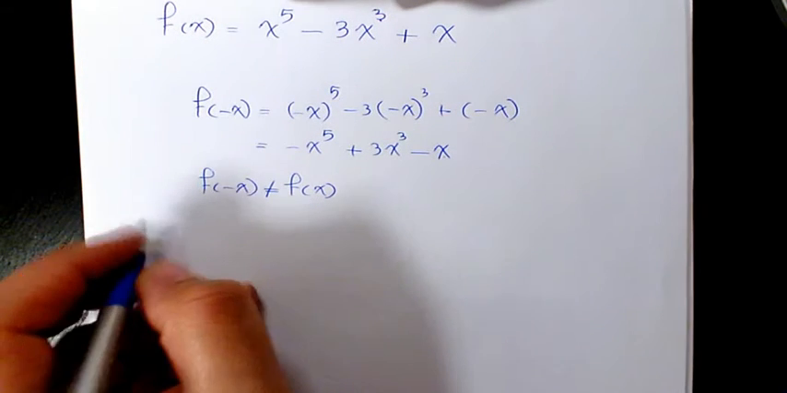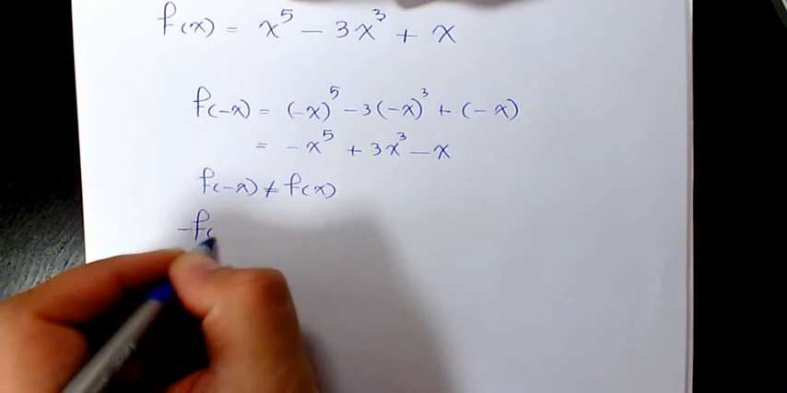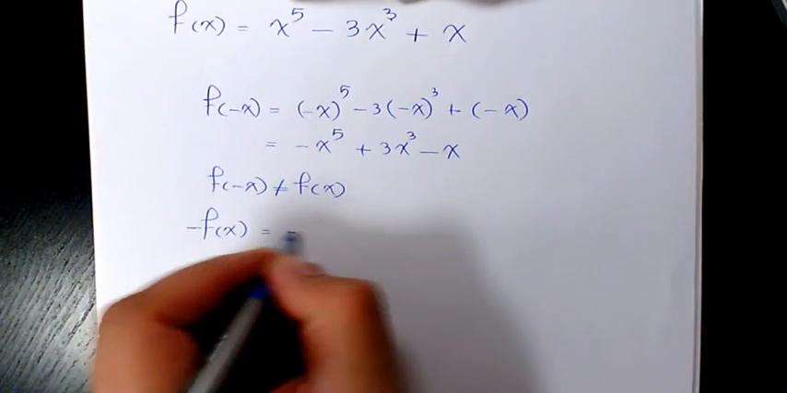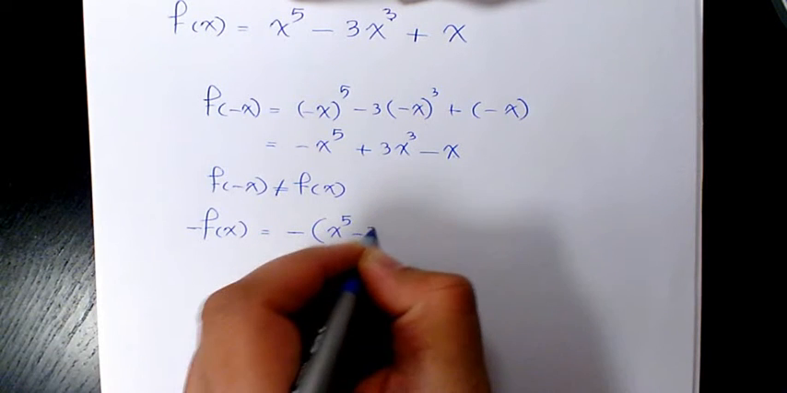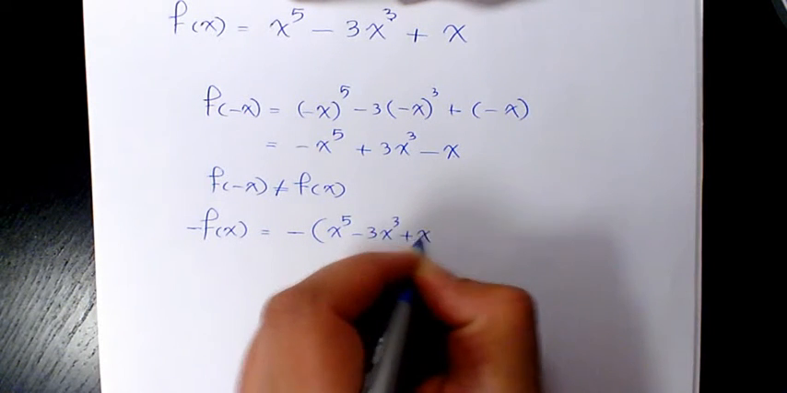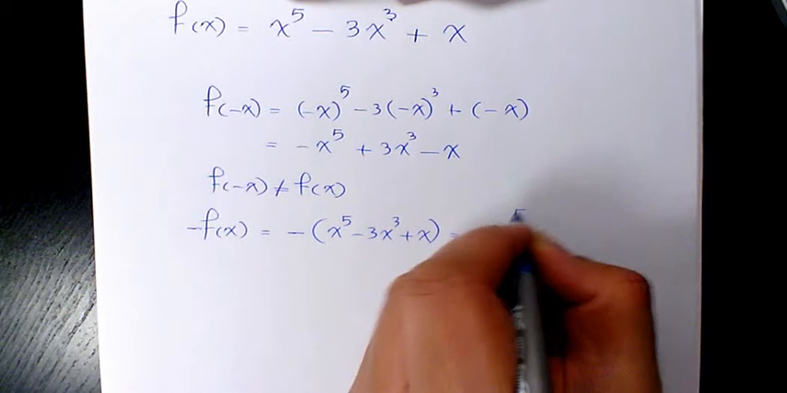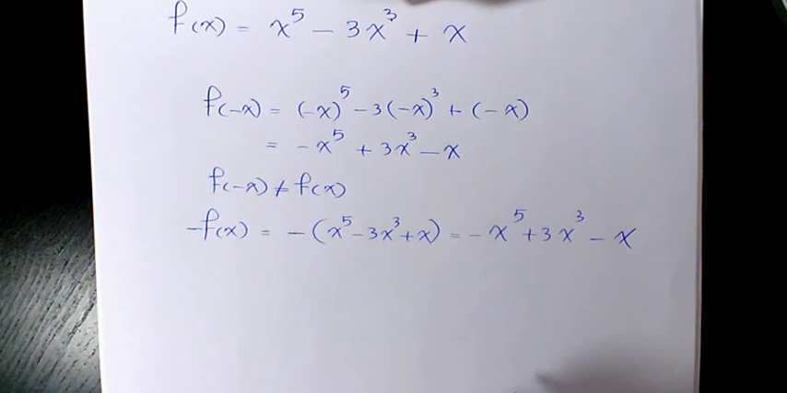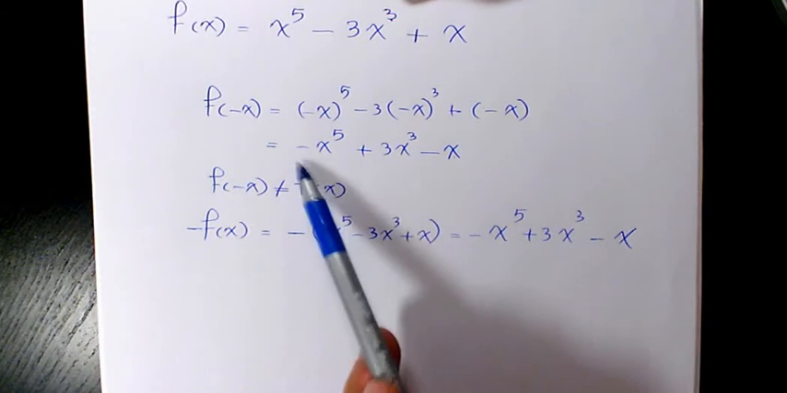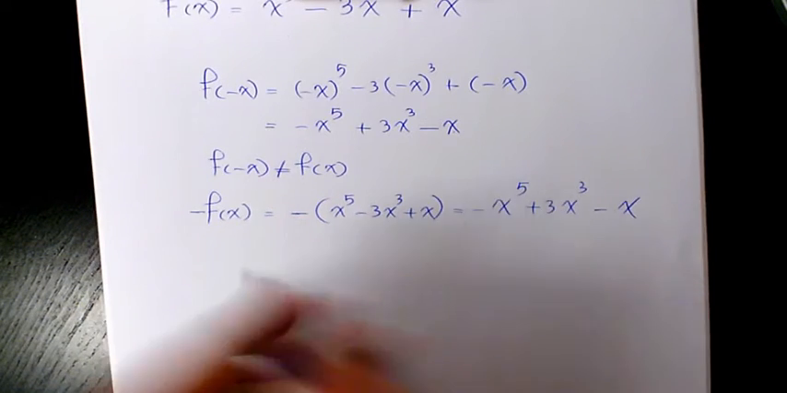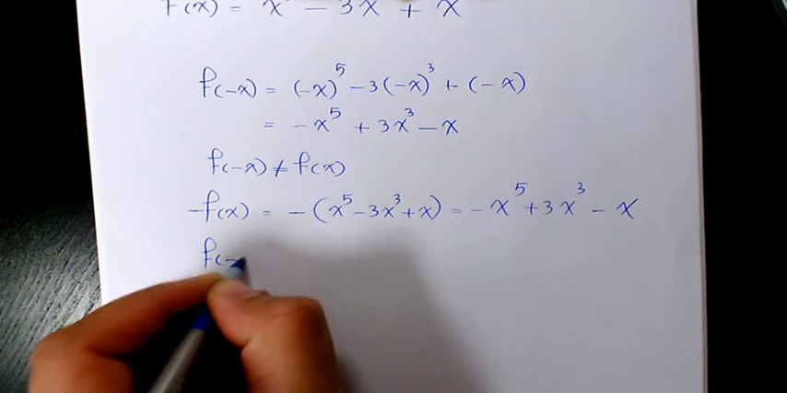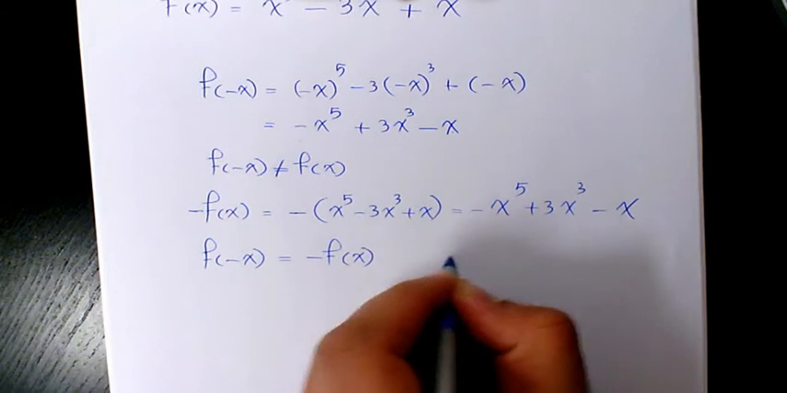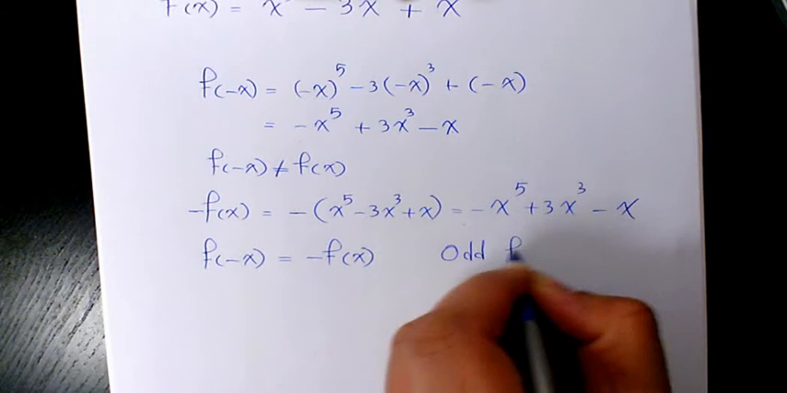Let's take a look at the odd function, which is going to be negative times the whole thing in here. So negative times x to the power of 5 minus 3x cubed plus x. That's going to be negative x to the power of 5 plus 3x to the power of 3 minus x. So this and these are equal. So f of negative x equals negative f of x. So that's going to be an odd function.